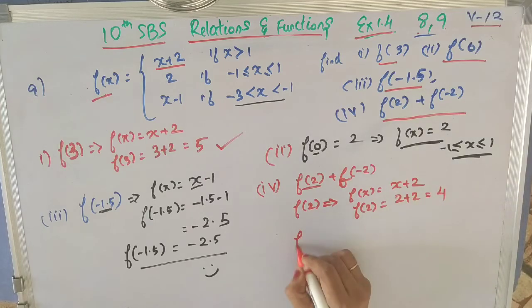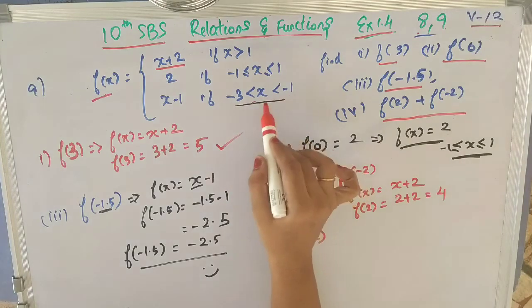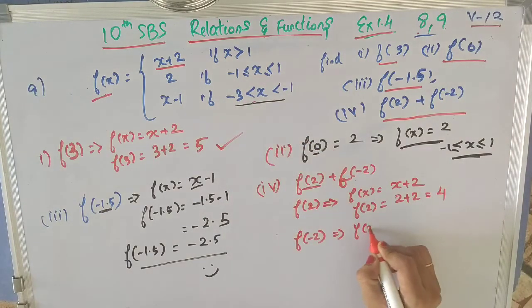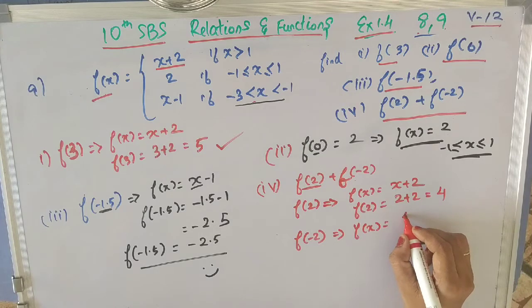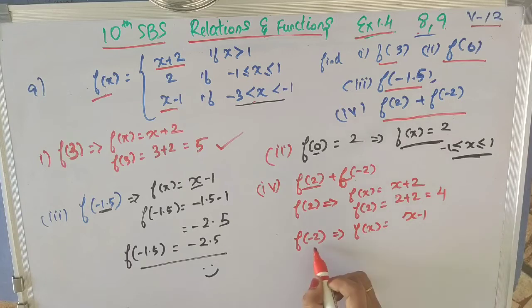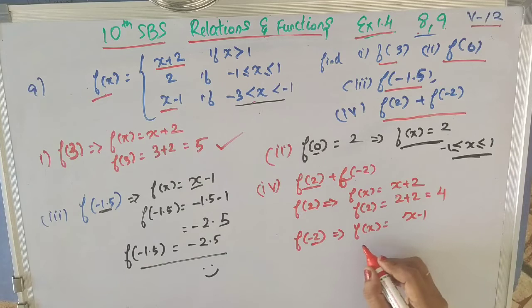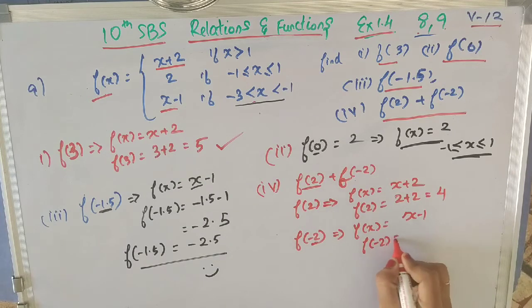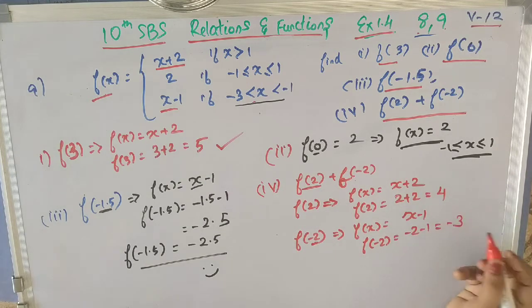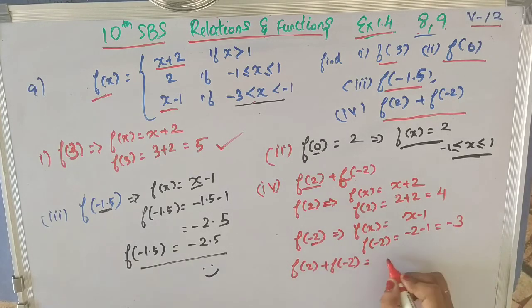Clear? Now f of minus 2. Here x is equal to minus 2. So it comes between minus 3 and minus 1. So we have to use f of x as x minus 1. Do you understand? Because this minus 2 comes between minus 3 and minus 1, I have taken the third condition, f of x is equal to x minus 1. So f of minus 2 is equal to minus 2 minus 1, which is minus 3. So f of 2 plus f of minus 2 is equal to 4 minus 3, which is 1.